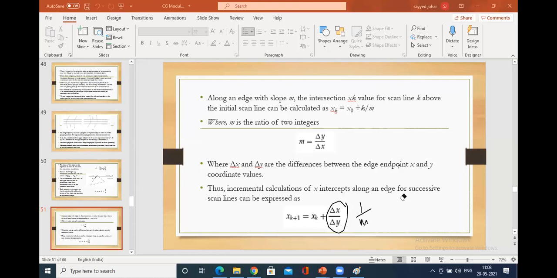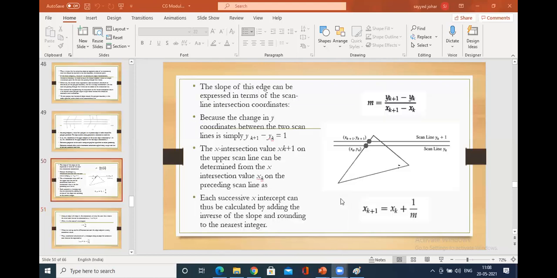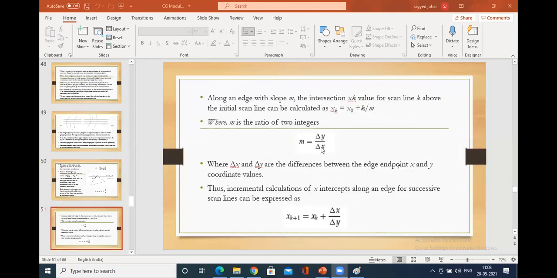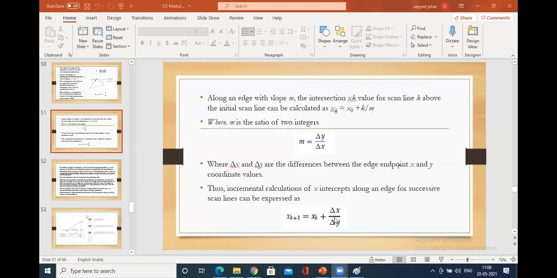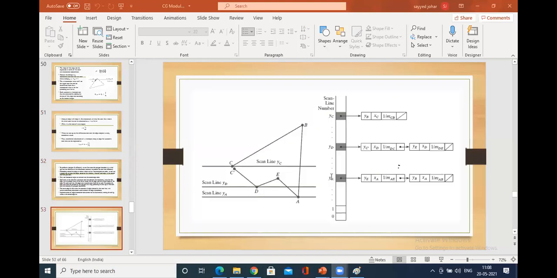Hence the derivation. You will ask for the derivation. The derivation is the same. You have to draw this diagram and show the two lines, the slope of the line. What is the difference between yk plus 1 and yk? You have to show it. Then what is the slope of the line? Then the incremental calculation for the x-intercept along the successive scan lines can be expressed like this. Since delta x by delta y equals 1 by m, you could directly say that xk plus 1 by m will be the next intercept, right? So hopefully that is understood.